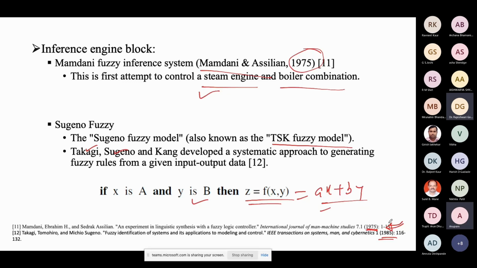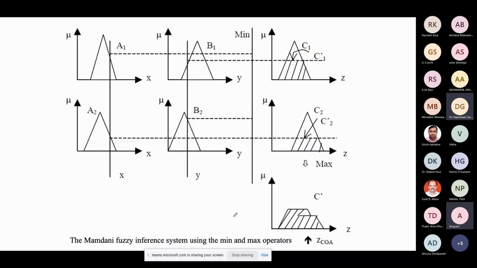So here you can see how Mamdani works, right? Suppose this is a two input system. This is one input X and this other input is Y, right? Here you can see that the input X is cutting this membership function around this location, and here it is cutting this location, and the Y is cutting this membership function around this.